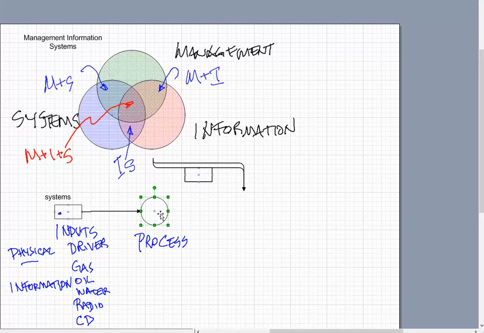Now one of the things that I want you to notice is that for the transportation movement, all that type of thing, typically the idea of a process is a verb, whereas the inputs and the outputs, which we'll talk about in a minute, are nouns. Okay, so driver is a noun, gas is a noun, oil is a noun, water, and radio, CD. And so what happens is that you wind up with the transportation process producing outputs.